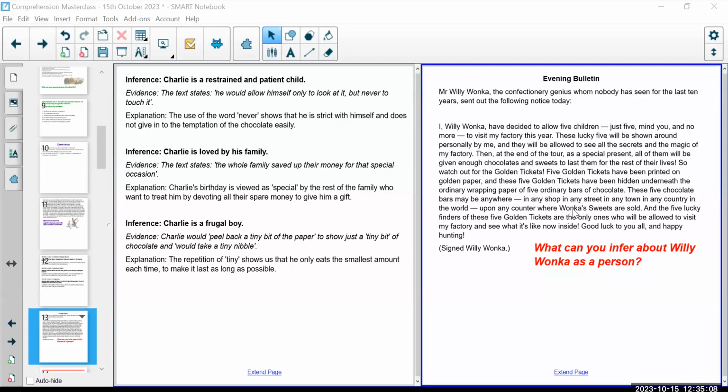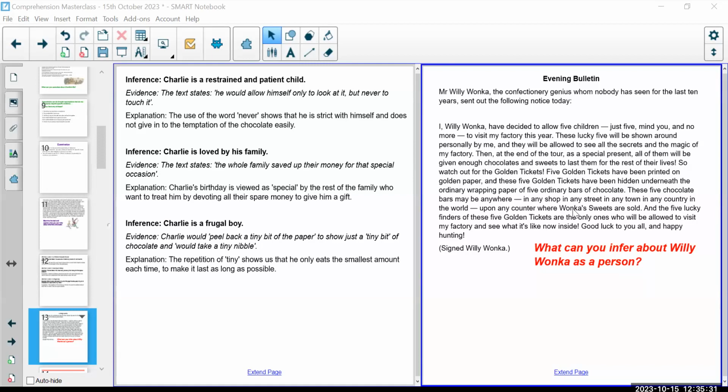Okay, I can infer that Willy Wonka is a generous but secretive person. I know this because it says he's allowing five children into his factory if they find a golden ticket. This implies he is generous, but it also says that he was not seen for 10 years, which means that he is secretive. Yes, and also think about it, if he's only allowing five children in, that's also quite secretive, right?